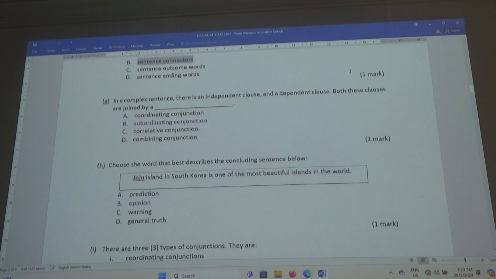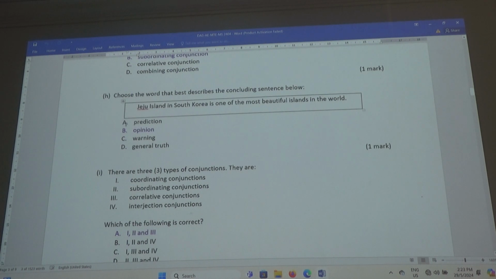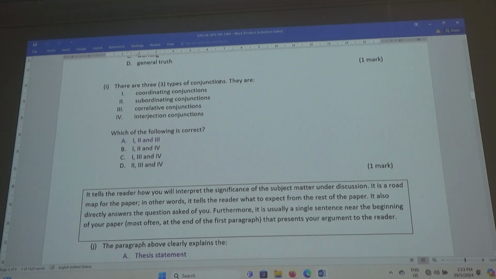Alright? Okay, this one, in a complex sentence, independent clause, dependent clause. They are joined by a, remember? Subordinating. You remember subordinating and coordinating? Alright? Okay, Jeju Island, that's definitely an opinion. It's probably one of the most beautiful islands, maybe, but it's an opinion. Okay, three types of conjunctions. Of course, we learned coordinating, subordinating, and correlative conjunctions.